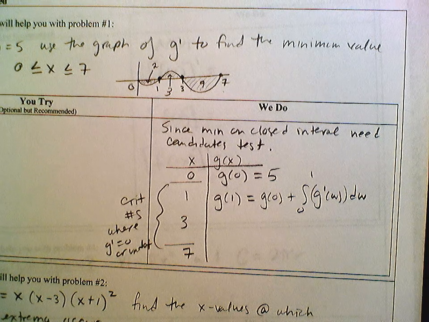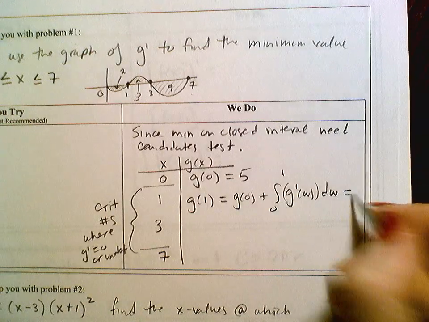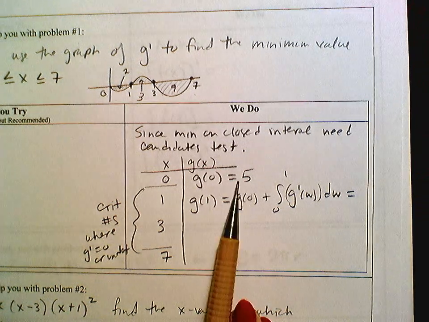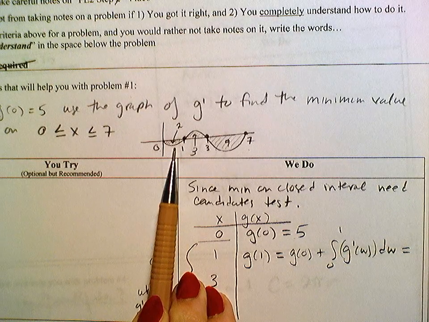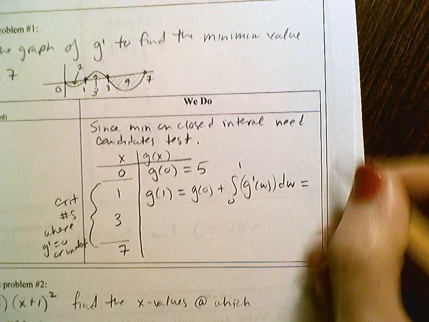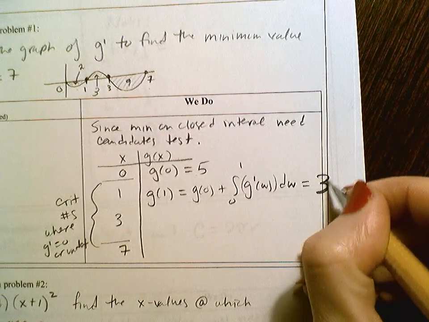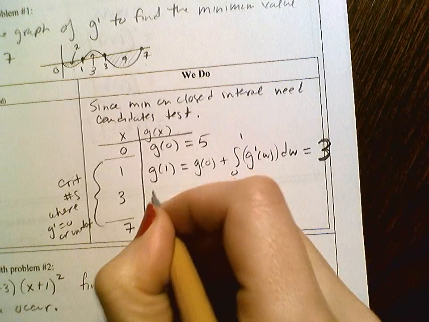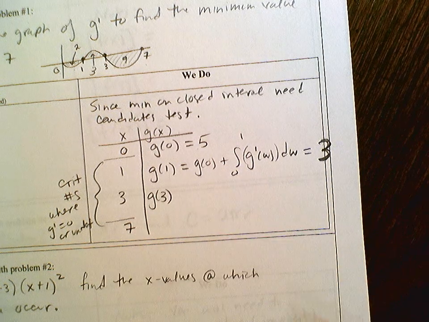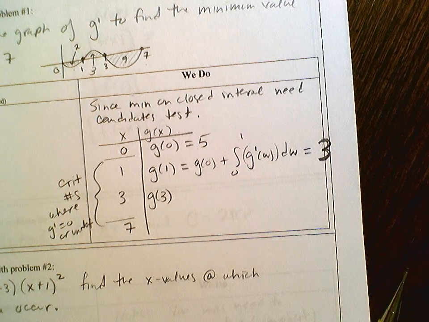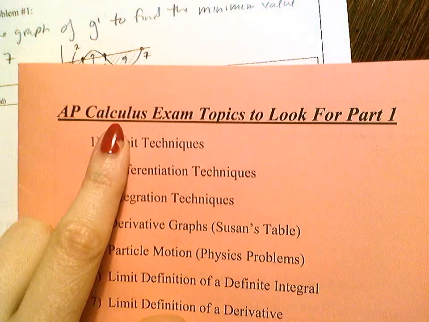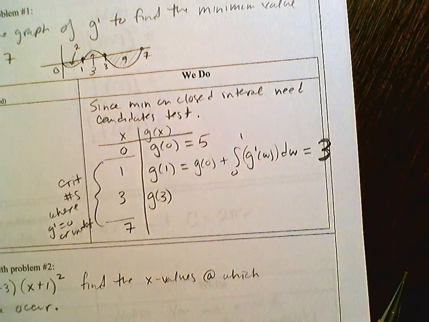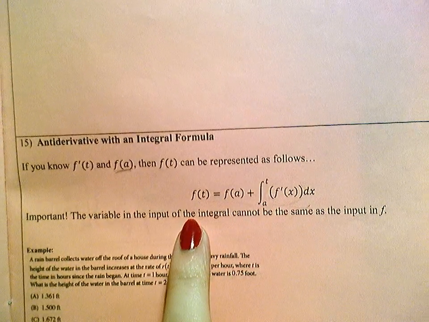Okay, I'm running out of room. So this is equal to, g of 0 is 5, and then this area here is actually negative 2, because it's a negative area. So it's going to be 5 minus 2, which is 3. And if this doesn't make sense, guys, pause the video and figure it out. Then this one here, I've got to go g of 3. So I'm just using the antiderivative with an integral formula. Maybe I should show it to you. It's in AP Calculus Exam Topics to look for. So this is what I'm using right here. Okay, that's what I'm using right now.